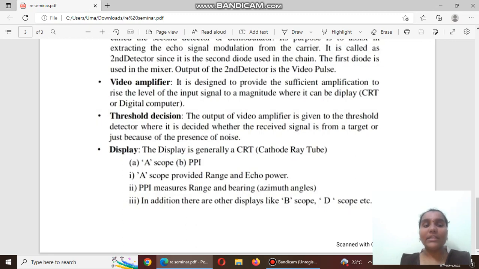Finally, the last element is the display. The display is generally a cathode ray tube. A scope provides range and echo power. PPI means range and bearing, the azimuthal angle. In addition to these, there are other displays like B scope and D scope, etc.